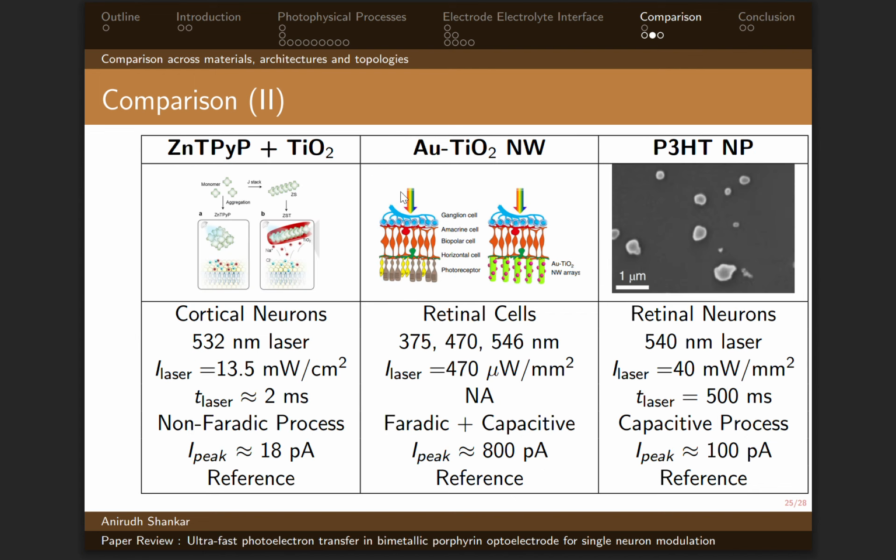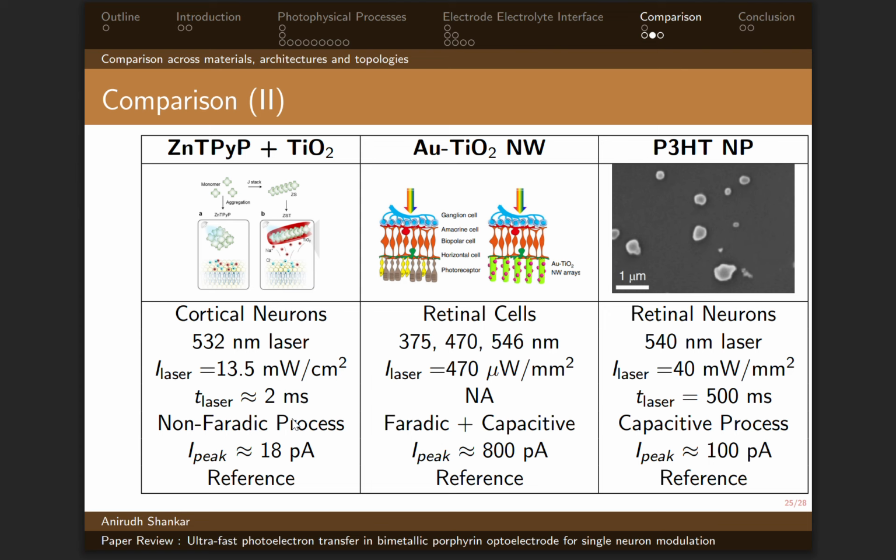Then we move on to another paper published by the same group that involves a zinc porphyrin plus TiO2 nanorods that were used for cortical neuron stimulation with a 532 nanometer laser. The intensity of the laser used here was 13.5 milliwatt per centimeter square with a time period of 2 milliseconds. The process involved here is non-faradic, and the peak current reported here is 18 picoampere. In my literature survey, the power consumed by this structure is the least. However, the peak current generated is much lower compared to this paper, as we shall see.